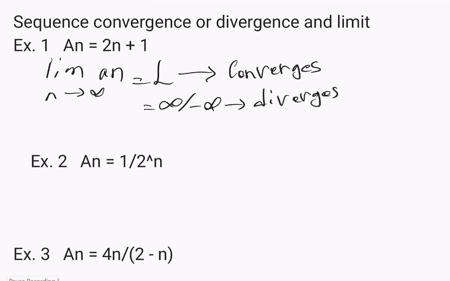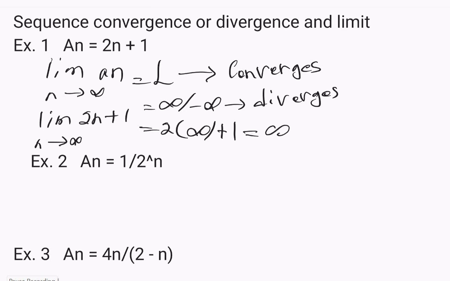So what do we have here? We have to take the limit of the sequence: the limit of a sub n, 2n plus 1, as n approaches infinity. Let's substitute. We have 2 times infinity plus 1, which is 2 times a large number plus 1. That is a large number, infinity. So it's not equal to a specific value, and the sequence diverges.